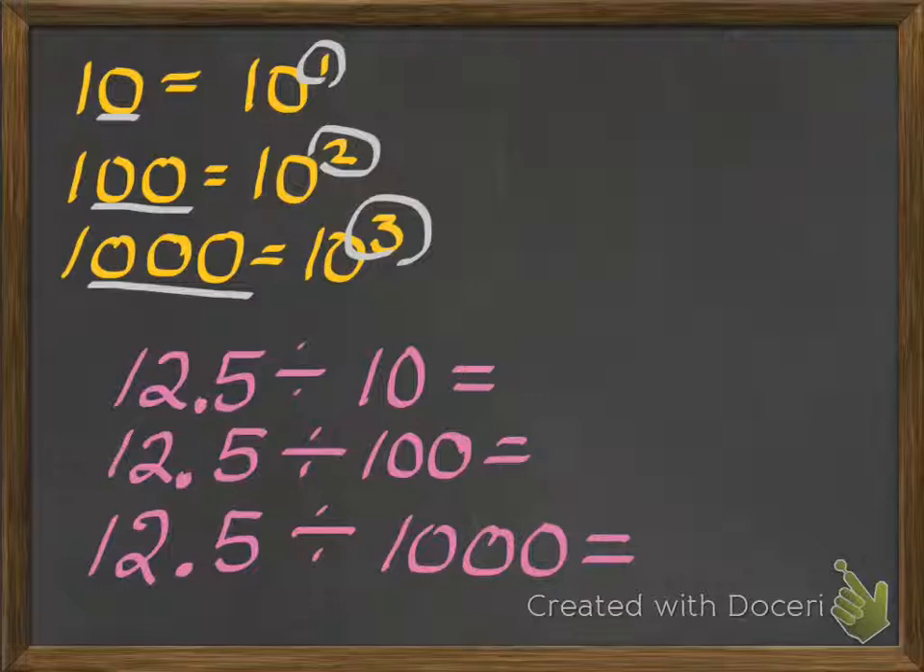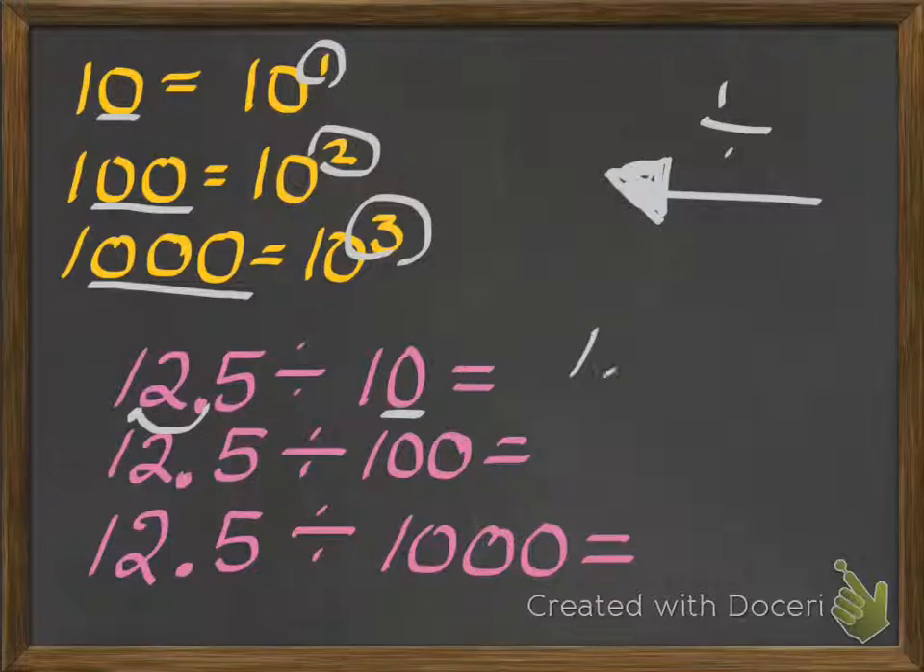Remember, when we're dividing, that means we're going to move that decimal to the left. Okay? Division means moving it to the left. So if I have 12.5 divided by 10, I'm going to move that decimal to the left one place because I have 1 zero. So I'm going to move it one place to the left.